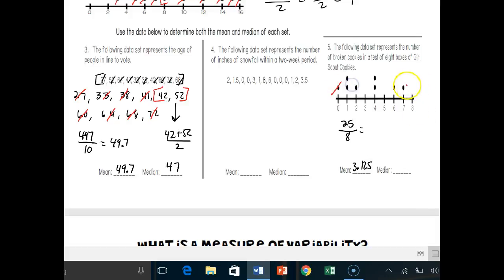My median, again, I'll just start at the end. I'll go 1, 1, 2, 2, 3, 3, and then I'm left with 2 and 4. So go ahead and add them together. 2 plus 4 divided by 2, or 6 divided by 2. So my median is 3. That's the end of part 1.